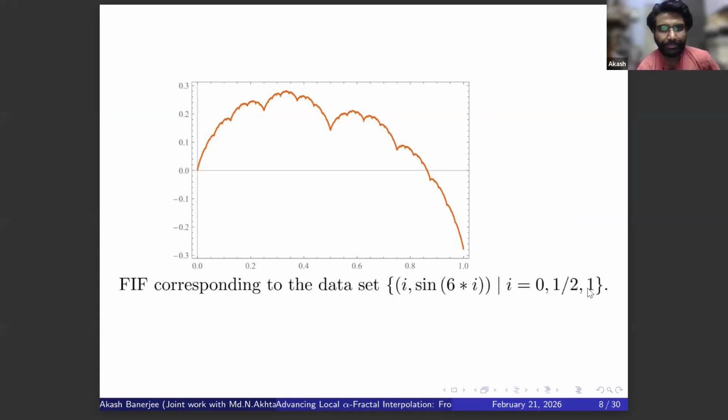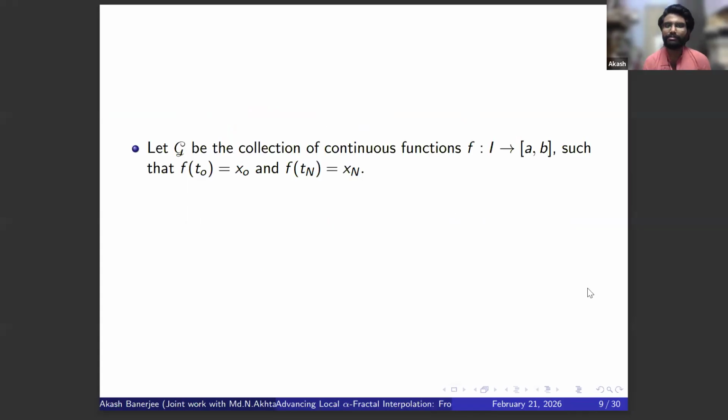Okay, fine. Also, this fractal interpolation function can be achieved through fixed points of operators on a particular function space. That function space here we denote by the script G. This is a collection of continuous functions f from I to [a, b] such that the end two points interpolate. So f of t0 is x0, the first point, and f of tN equals xN, that is the last point.